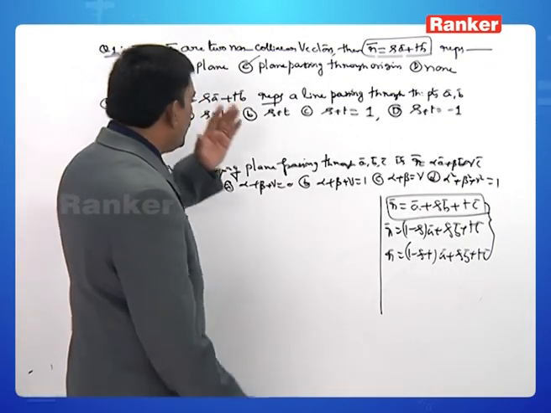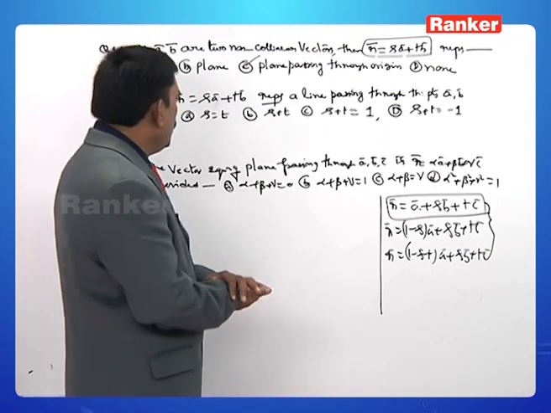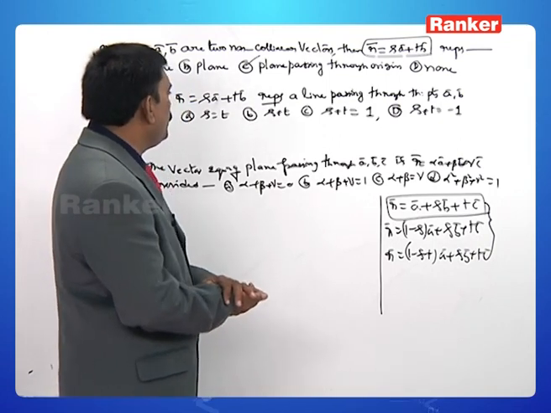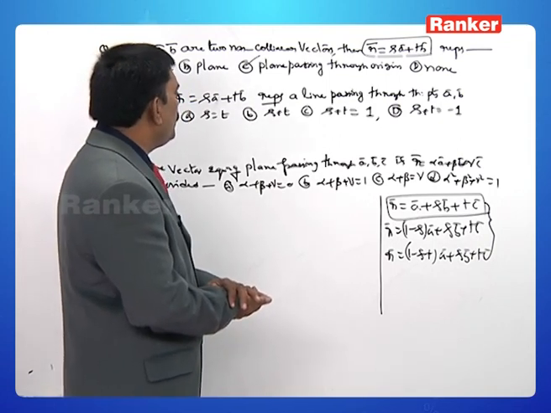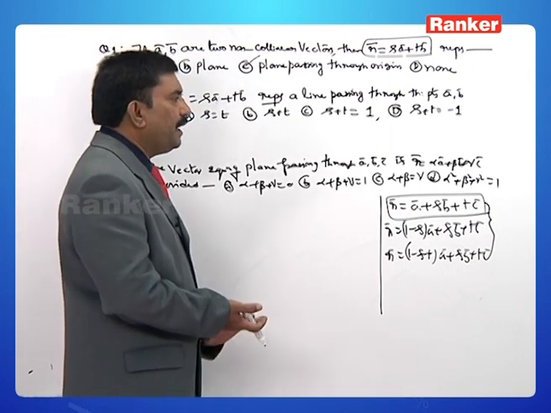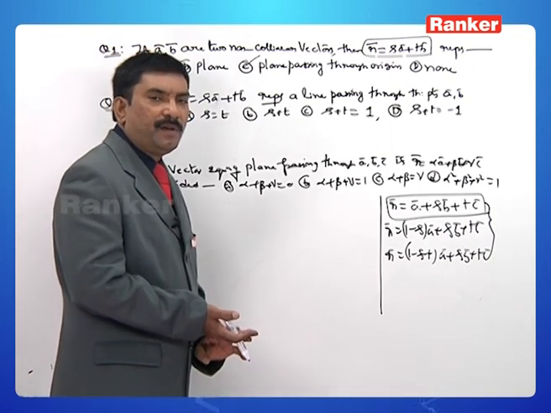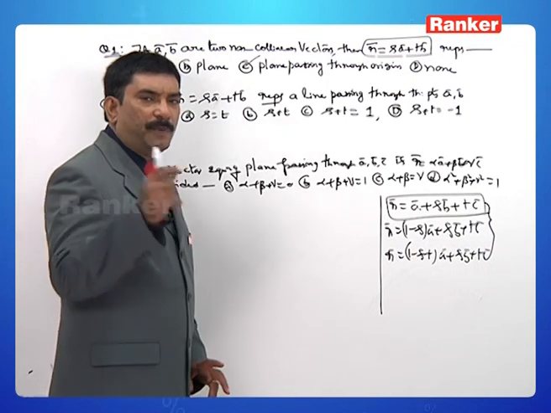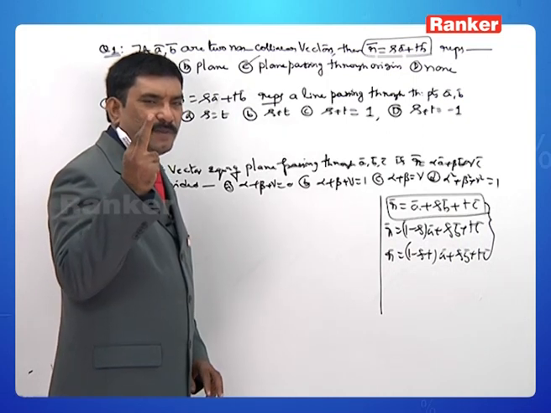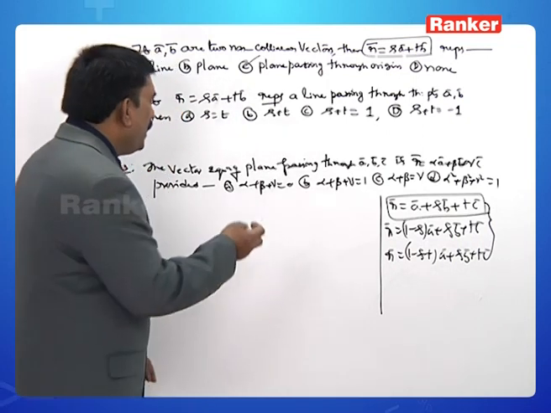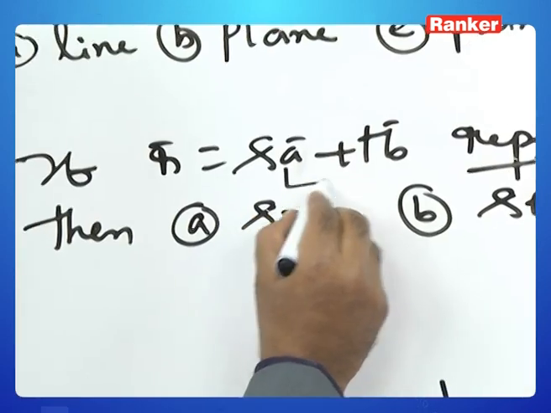Then if I come to the second one, if R bar is equal to S A bar plus T B bar, it represents a line passing through the points A bar and B bar. It is passing through how many points? 2 points. Therefore, you take this question as 1.